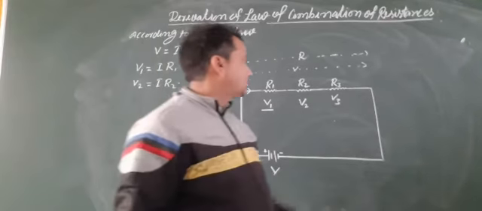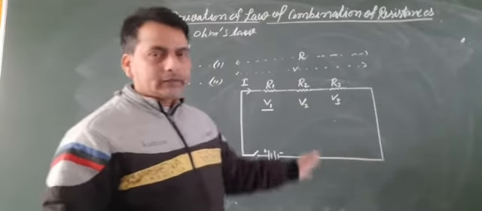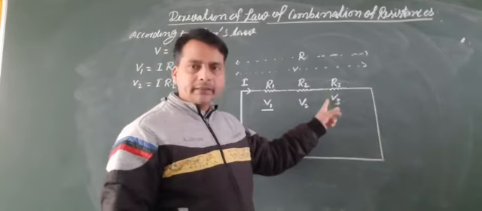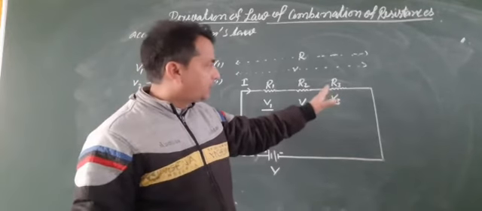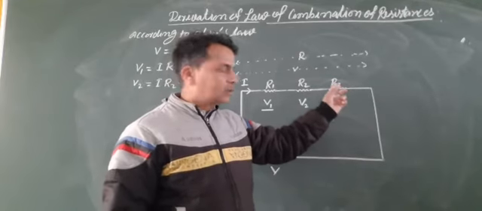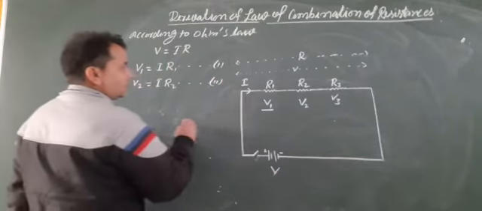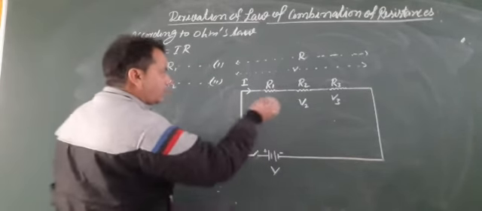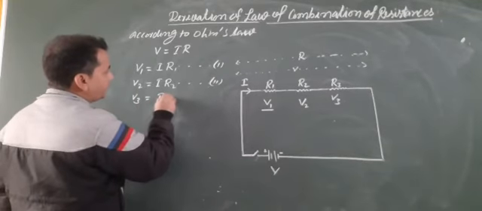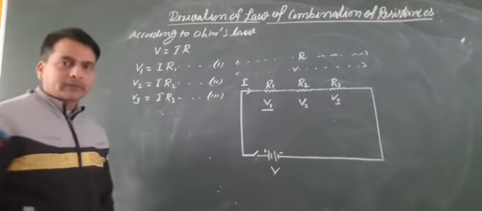The next resistor used in this circuit is R3. As you know, here the potential difference is V3, and V3 equals current into resistor R3. Then the potential difference on resistor R3 is V3 equals I into R3. That is the third equation.